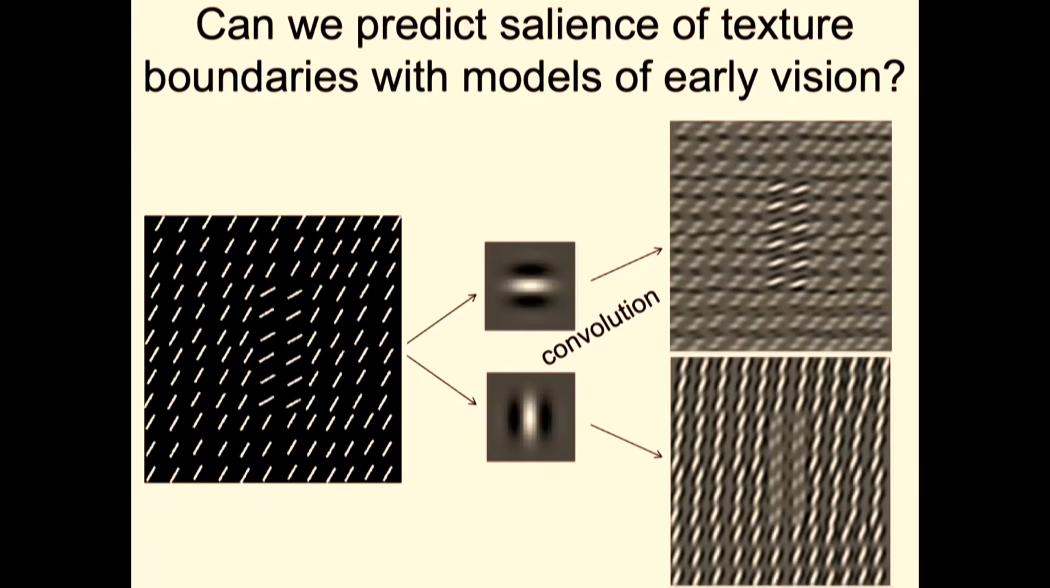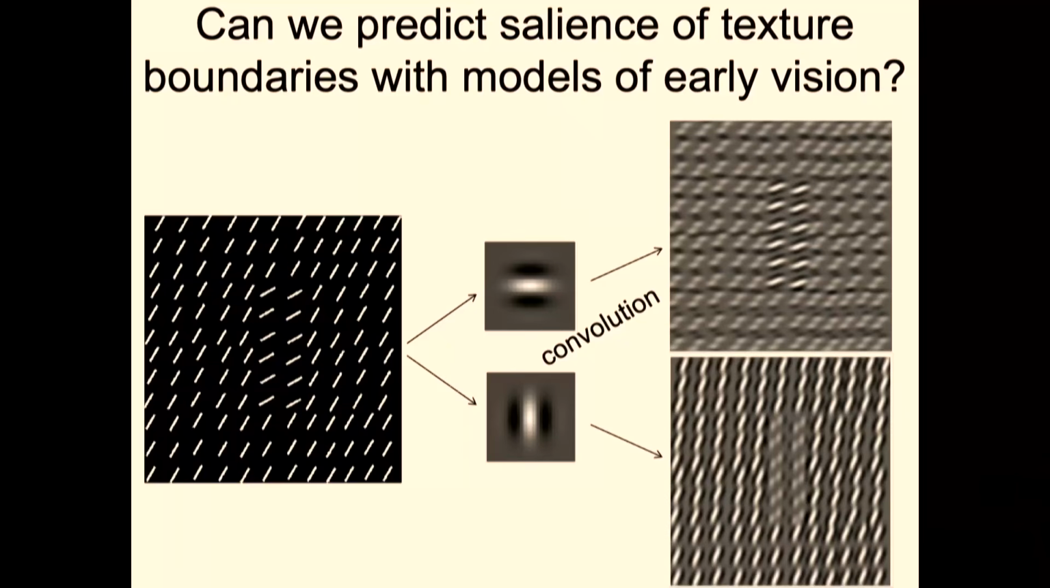And we spent some time talking about whether we can account for the salience of texture boundaries using pretty standard models of early vision, like the stuff that we learned about earlier in the class. This is an example of a texture image. There's a region in the middle that's a different texture than the rest. You convolve it with these two Gabor-like filters, stand-ins for filters in V1. This is the result of the convolution.